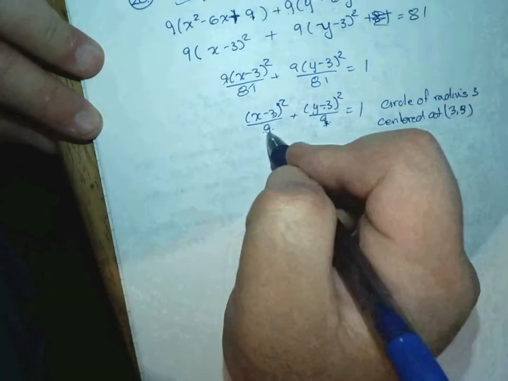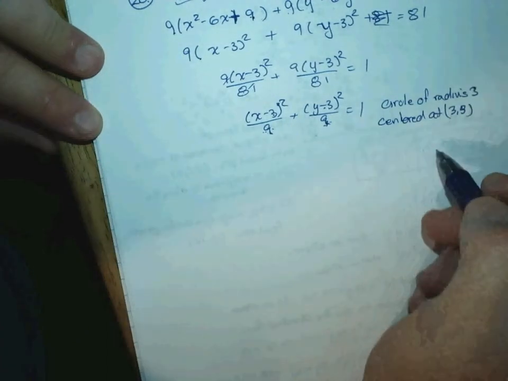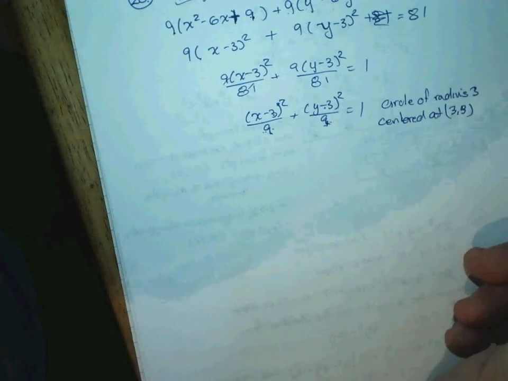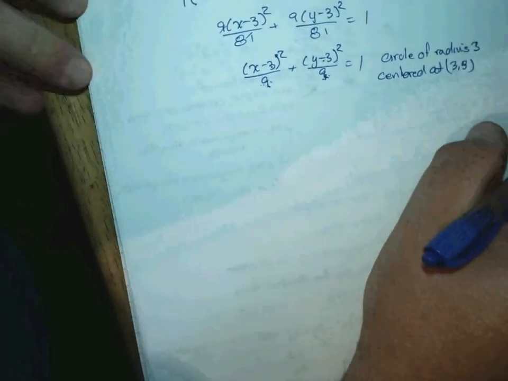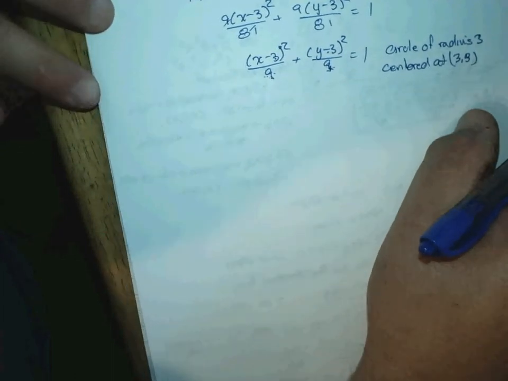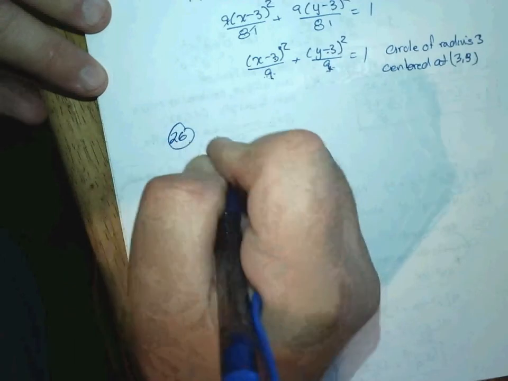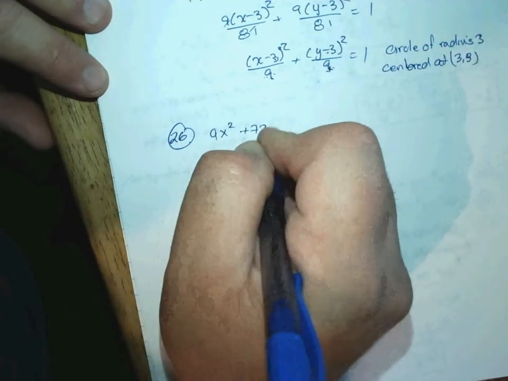The center is 3, 3, and the radius is this denominator's square root. So r squared is 9, means the radius is 3. And there's your circle. Alright, let's try one more with these, completing the square, that does not devolve into a circle. Let's take a look at 26.